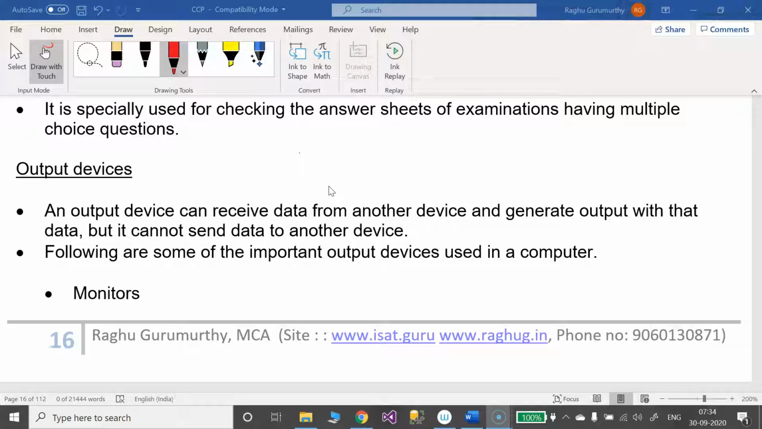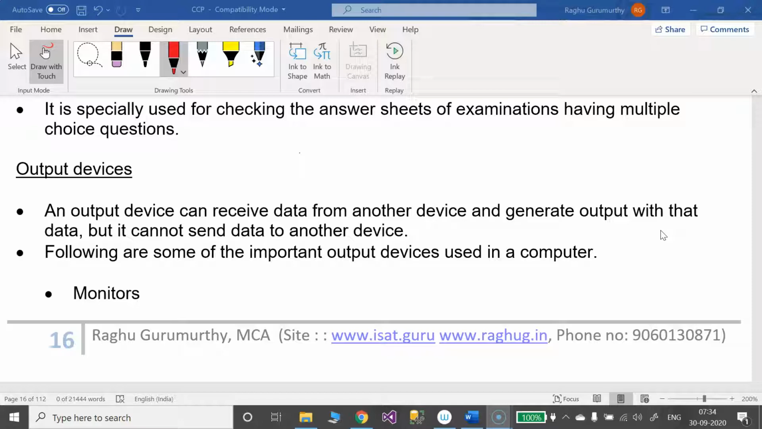Last class we discussed input devices. So in this class we need to go with output devices. What actually do output devices mean? Look at what they are telling with respect to output devices. An output device can receive data from another device and generate output with that data, but it cannot send data to another device. What does it mean?